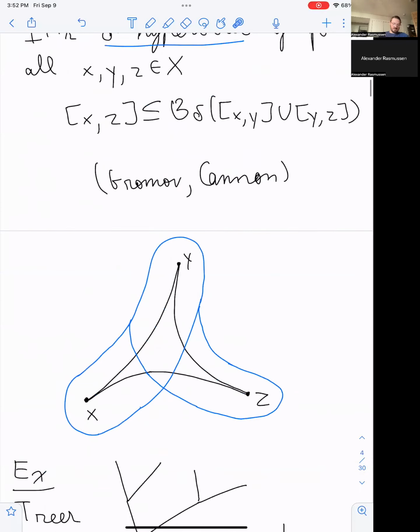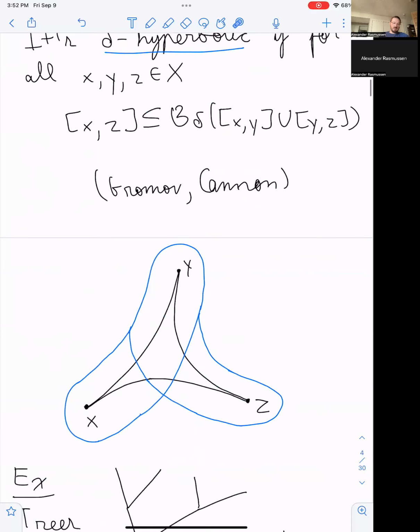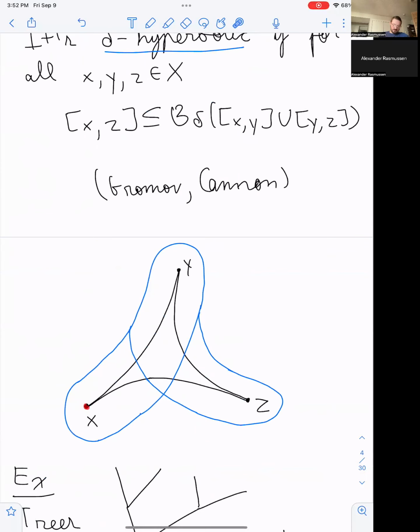So what is this definition saying geometrically? Geometrically, it's saying something about triangles. X, Y, and Z will span a triangle. You just take a geodesic between any pair of these 3 points. That gives you a triangle. And hyperbolicity is saying that this triangle will curve in on itself.